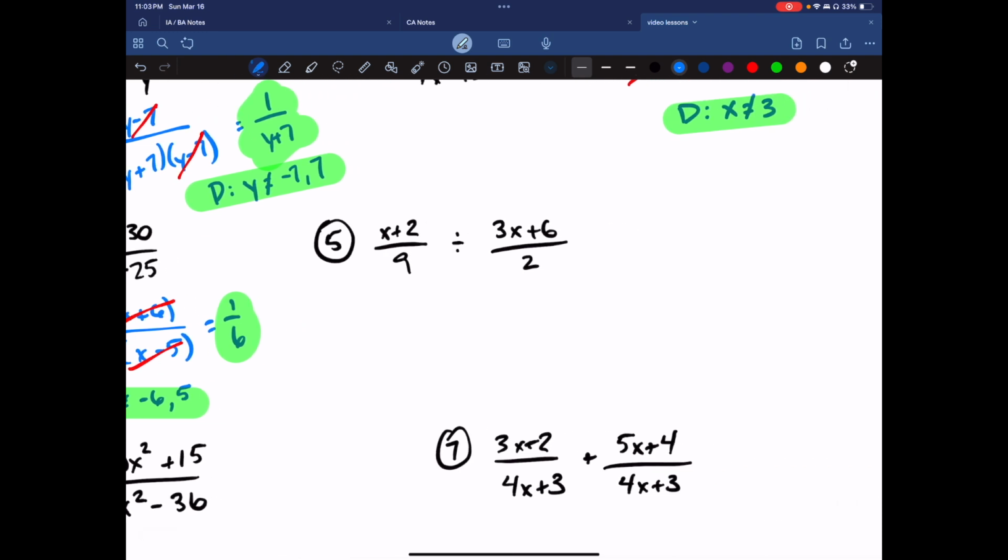When you're dividing fractions, remember you have to turn it into a multiplication. I'm multiplying by the reciprocal. This is going to be x plus 2 over 9 times 2 over 3 times x plus 2. Now my 3 is not on top of my 9. They're on the same plane, the same level. So I can't do anything with that. But I can get rid of these x plus 2's. And that's going to be 2 on top and 27 on the bottom. Okay, so there's my simplified rational expression. And my domain is going to be x cannot equal -2.